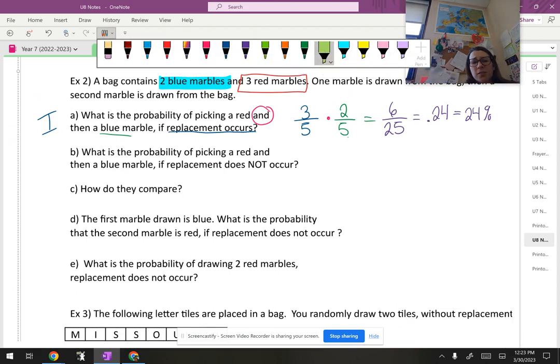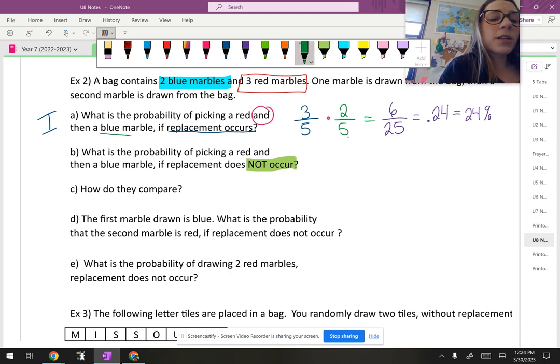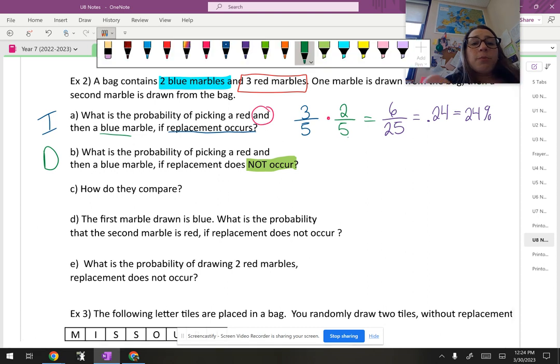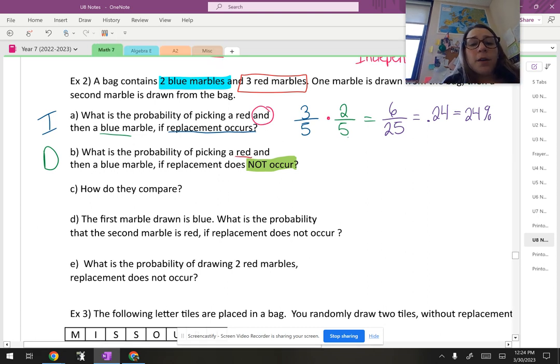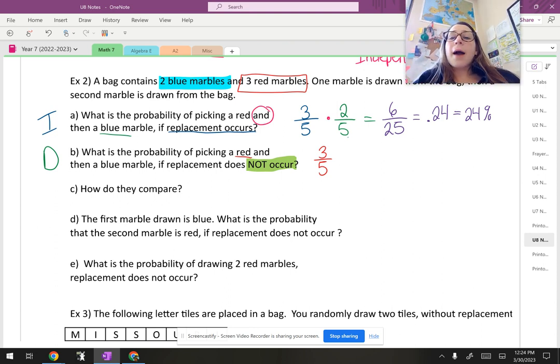So you might be thinking this is the same thing as part A, but it's not. It's slightly different because of that keyword of replacement not occurring, which makes this a dependent event. So the probability of picking a red marble stays the same. Red marble, I still have 3 out of 5. But now that I did not put that red marble back, and I just want to stress that 3 out of 5 does not mean I picked 3 red marbles. That means that out of the 3 red marbles, out of 5 total marbles, I picked out one of them, and I did not put that back.